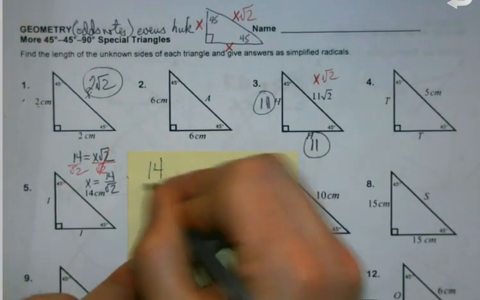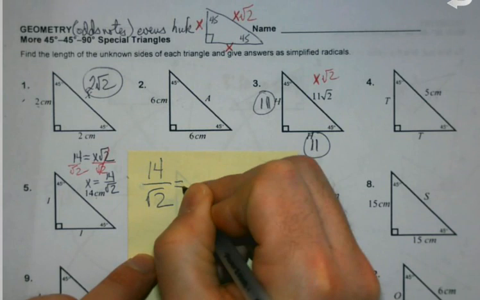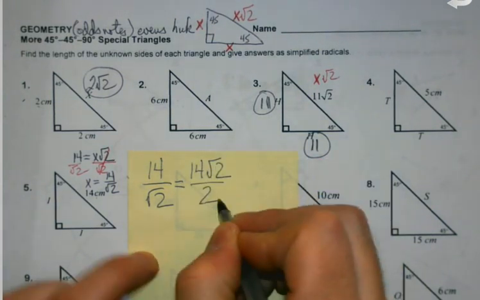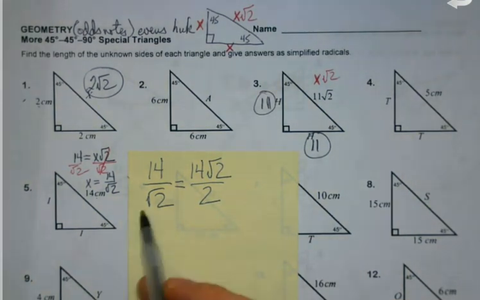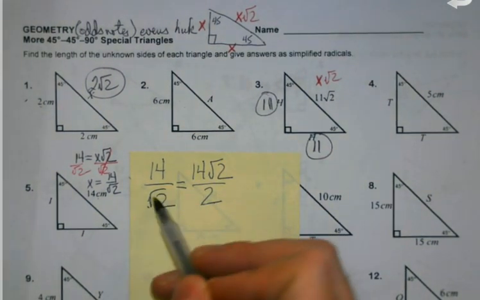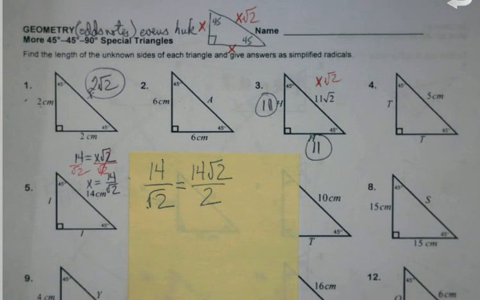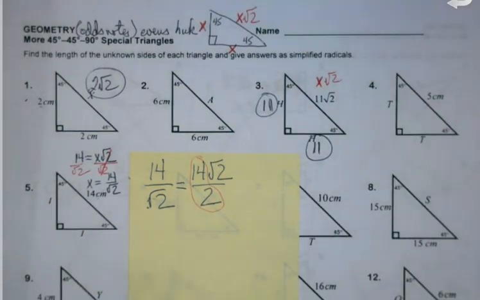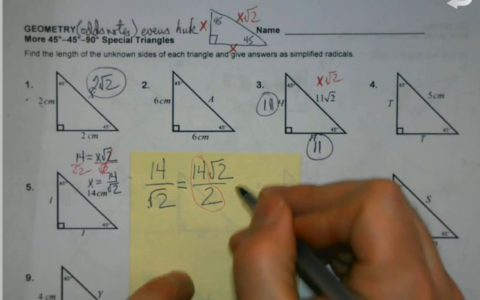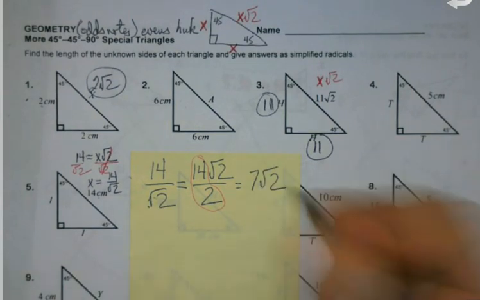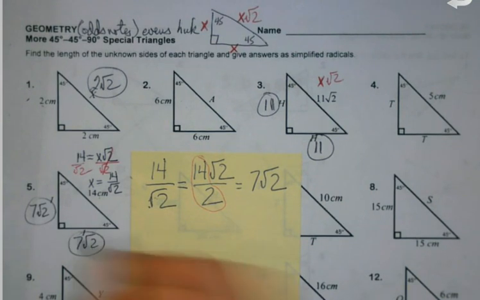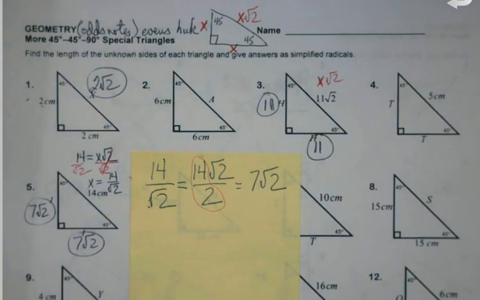If I have 14 over the square root of 2, swing the radical up to the top and get rid of it down below. So I lose the radical, but I just add that to the top. But this one, can I do anything else to this one? Divide by 2. Yeah, I can simplify that stuff that's not underneath the radical. So 7 square root of 2. That is what my two sides are going to end up being.